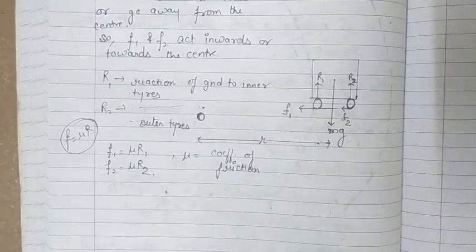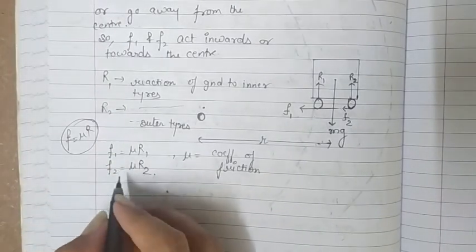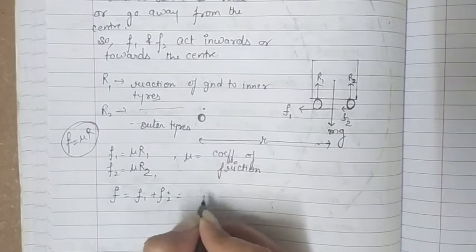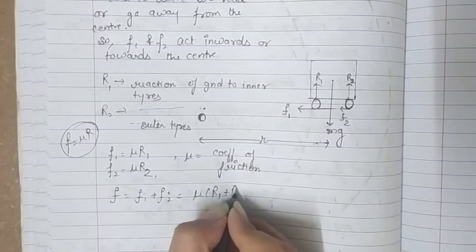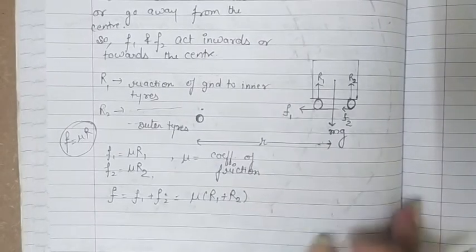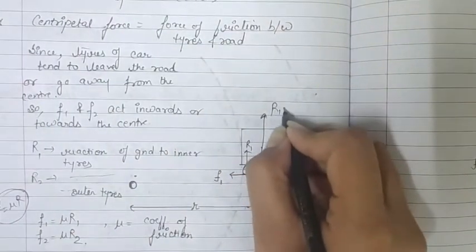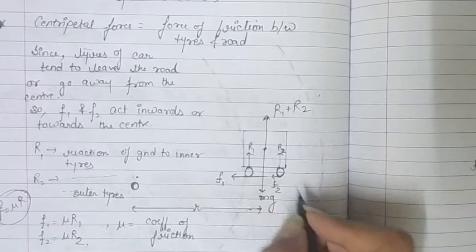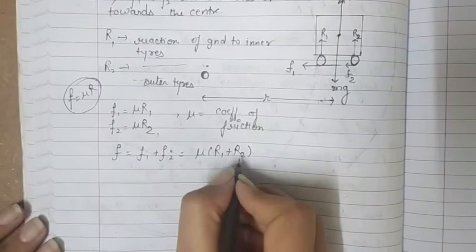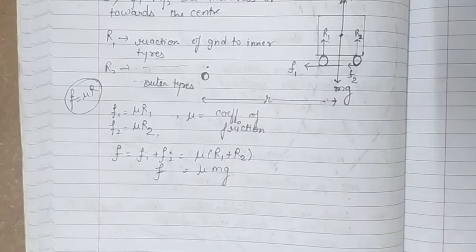Now the total force of friction acting is the sum of these two. So the total force of friction, let it be F, is equal to F1 plus F2, which is equal to mu, taking it common, mu into R1 plus R2. This total reaction is acting on the car and is balanced by the weight of the car. So R1 plus R2 is balanced by the weight mg. We can substitute R1 plus R2 as mg, which means the net force of friction acting is mu mg.